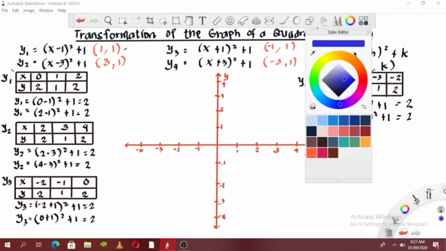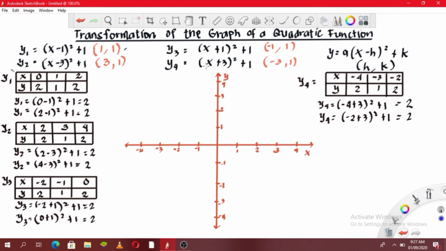Gamit tayo ng ibang color. Let's use blue. So, let's plot the points of the first function. We have 0, 2. 0 ang x-coordinate, 2 sa y-coordinate. So, ibig sabihin, yung point niyan ay maglalay sa y-axis. And then the vertex, 1, 1. 1 sa x, 1 sa y, get the intersection. So, ito yung 1, 1.